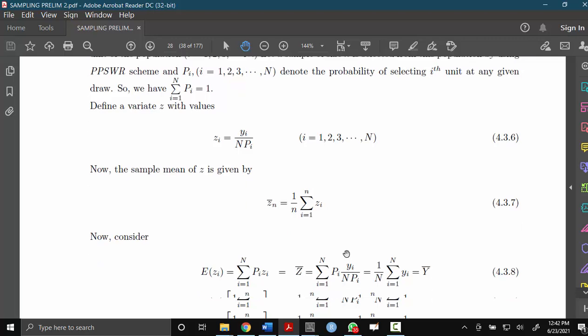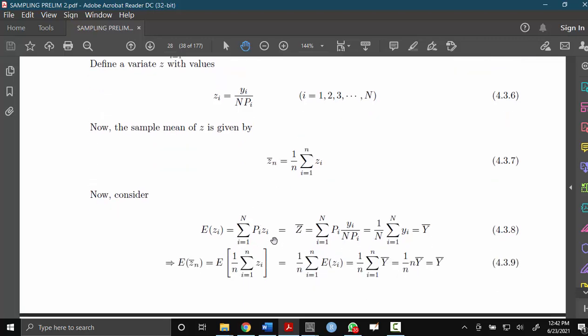So expectation of Zi equal to summation i equal to 1 to n pi into Zi, because pi is the probability of selecting the ith unit, pi into Zi, that is equal to Z bar. So pi into Zi, where Zi equal to yi by npi, so pi into yi by npi. So pi will cancel out, 1 by n will go out of the summation sign. So this will be capital Y bar. So Zi gives an unbiased estimate of the population mean Y bar.